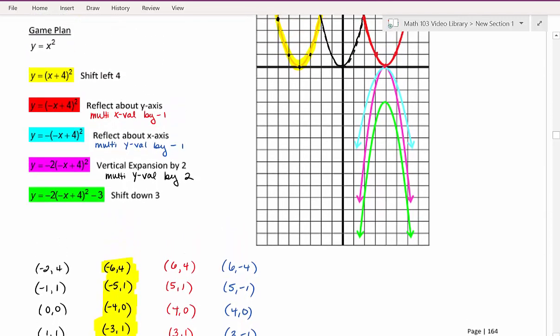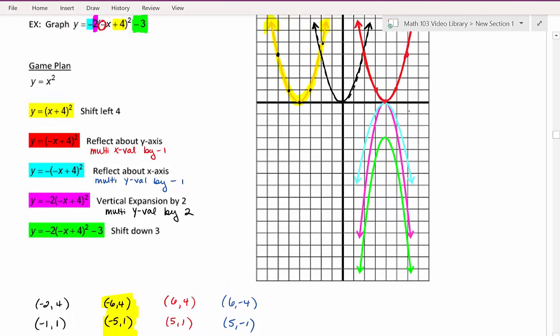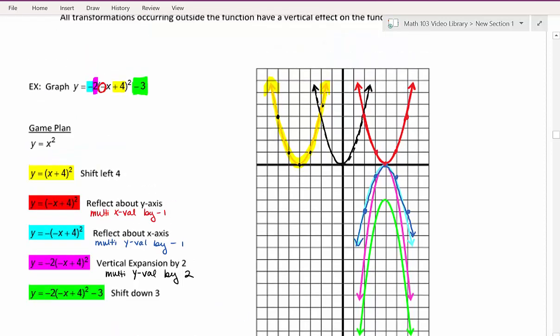We're going to plot those points. And draw in our blue graph. You'll see that our red graph has been reflected about the x-axis and given us our blue graph. So that blue graph is the graph of the equation y equals negative x plus 4 squared. Blue graph corresponds to the blue equation.